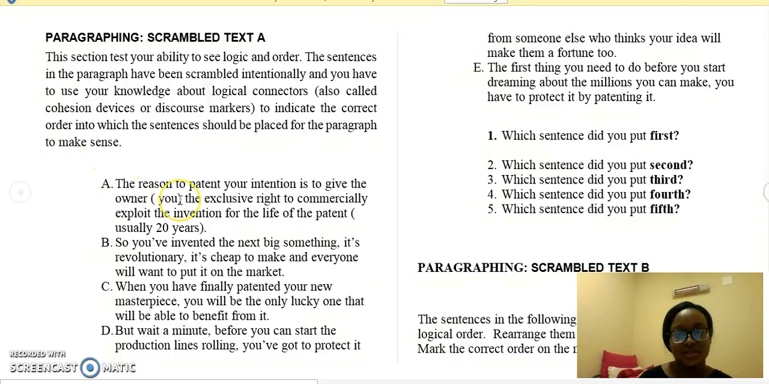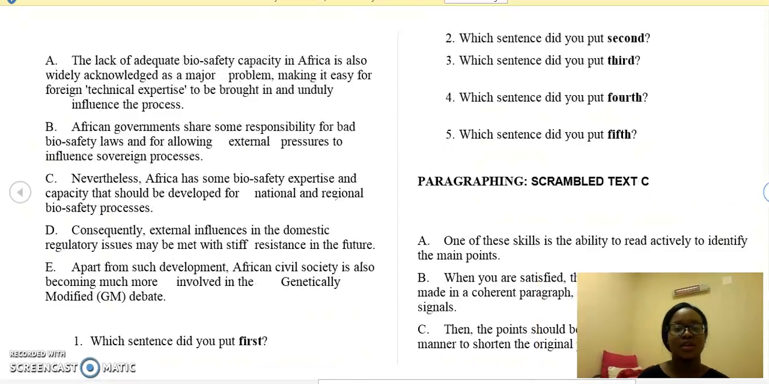The reason to patent your invention is to give the owner the exclusive right to commercially exploit the invention for the life of the patent, usually 20 years. When you have finally patented your new masterpiece, you will be the only lucky one that will be able to benefit from it. It does make sense, right? Moving on to text B. Still the same exercise where we scramble the sentences into logical order.